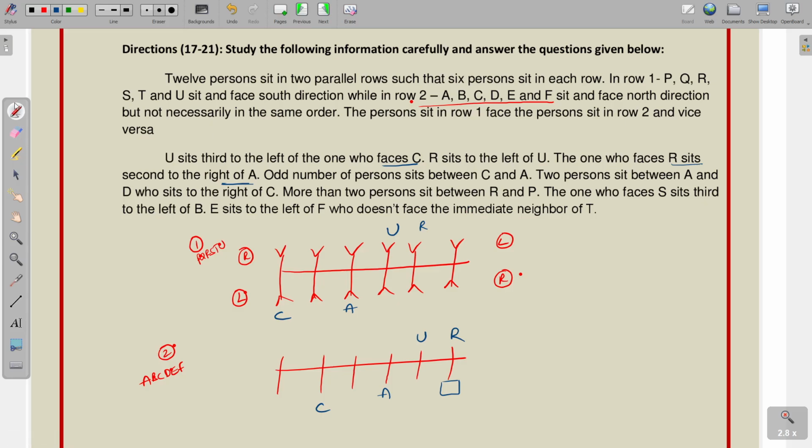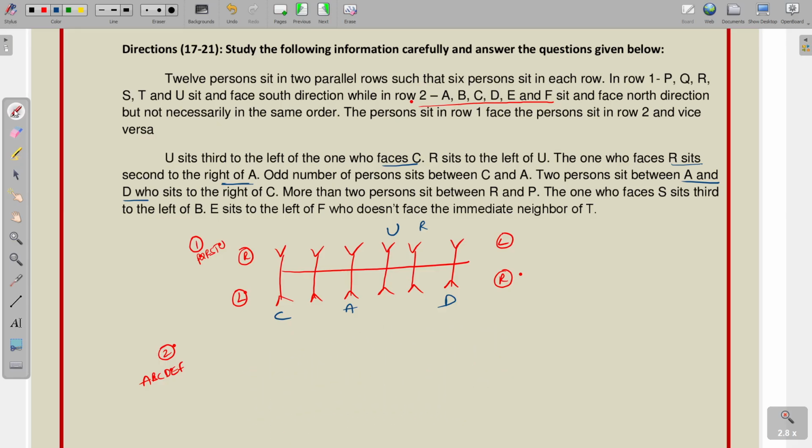And next, two persons sit between A and D, who sits second to the right of C. So two persons are between A and D. So here D is placed, and here D is placed, and D sits to the right of C, it says. D is to the right of C is the first possibility, and the second possibility, D is to the left of C. Look here, D is to the left of C. So this one is not correct. This one is not correct.